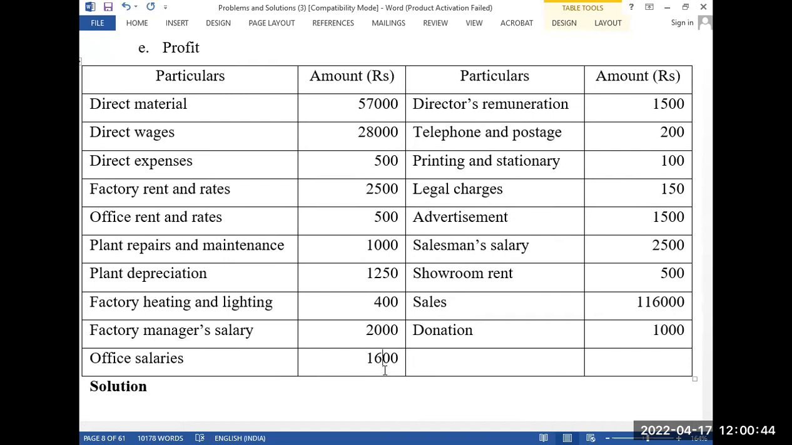Yes, correct. This is correct. You have to take the total of these three here. Plant will always be in the factory. Those who are online also, please try doing this. If you have a system, do it in Excel. Otherwise, if you have a pen and paper, do it in your book.